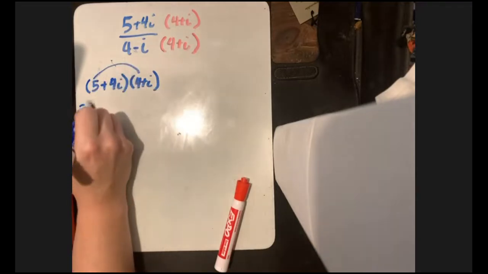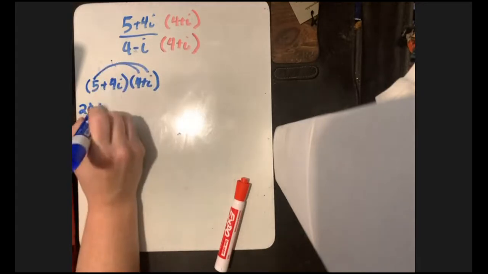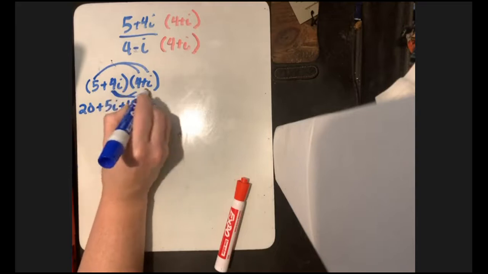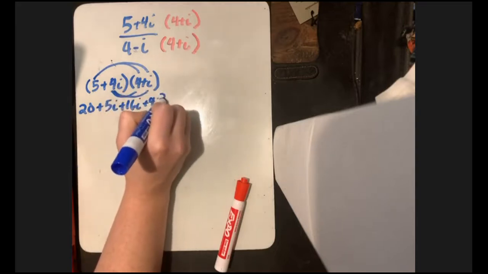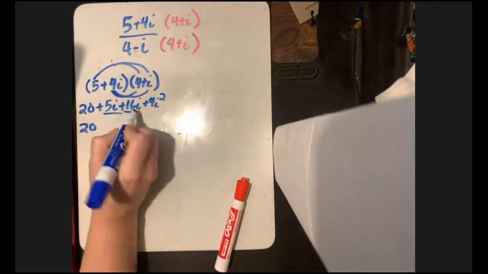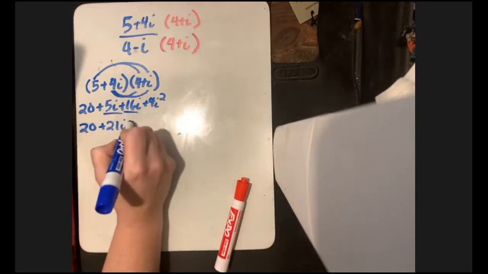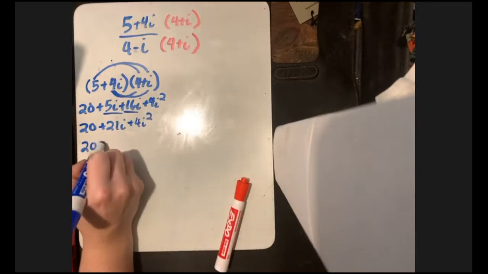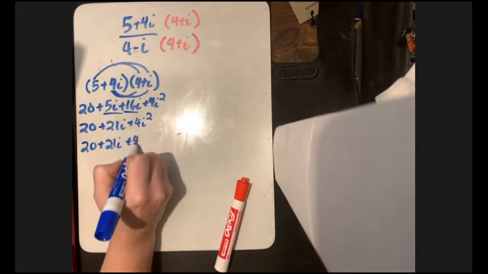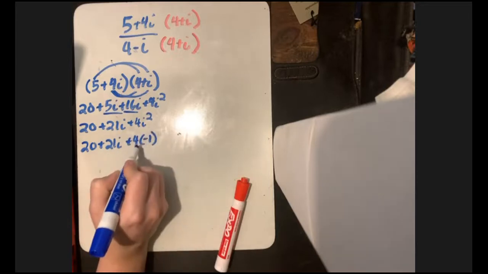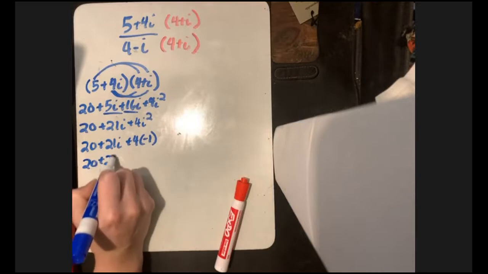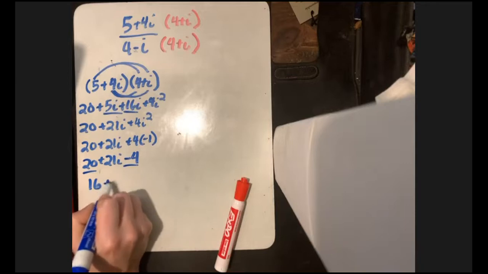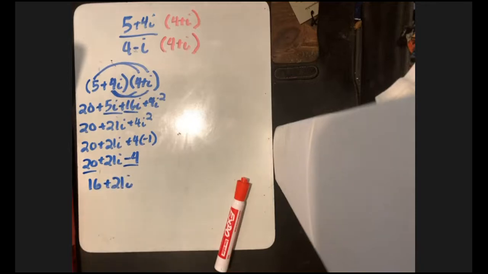So that's going to give me 20 plus 5i plus 16i plus 4i squared. So 20. I'm going to combine these two. 21i, 4i squared. We're going to change out that i squared for a negative 1 there. That's going to make 20 plus 21i minus 4. So combining, I've got 16 plus 21i. So that's my top.